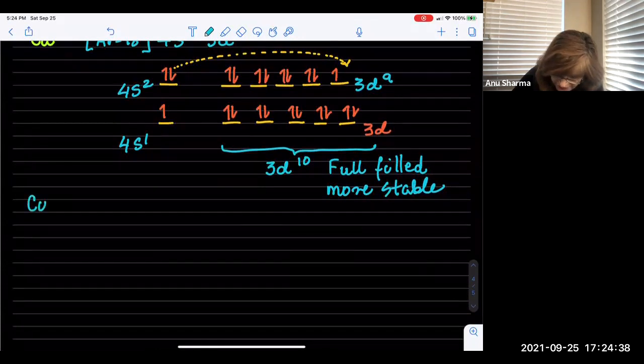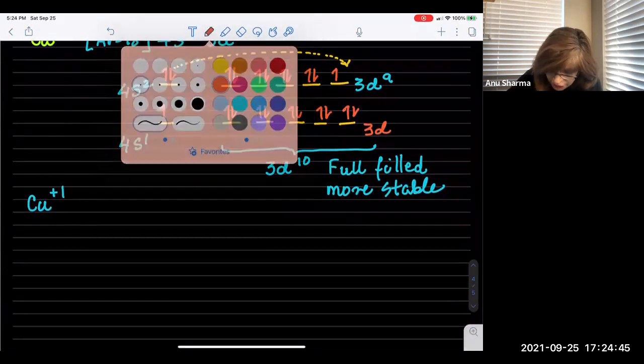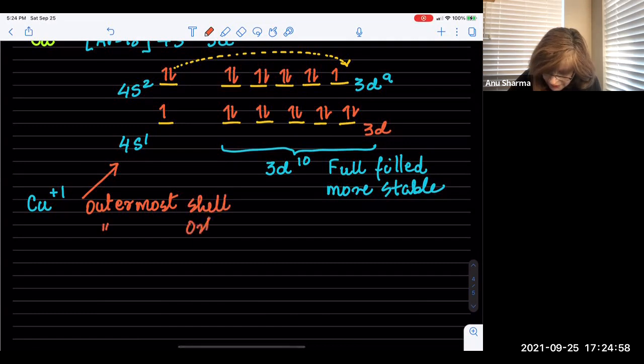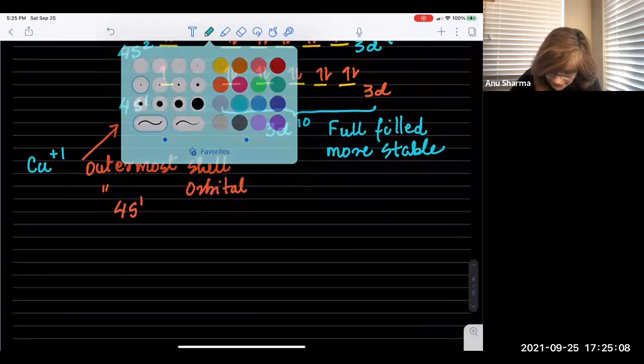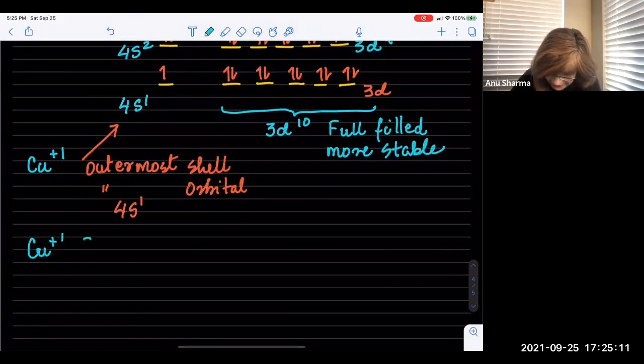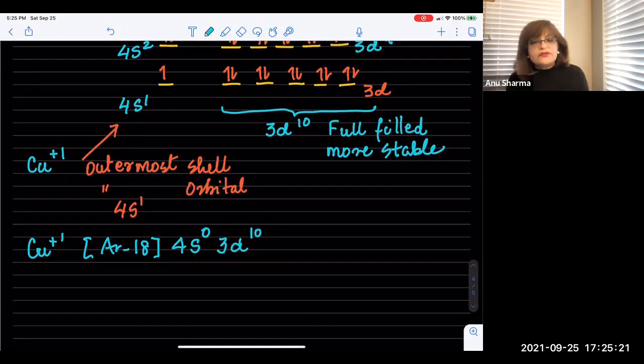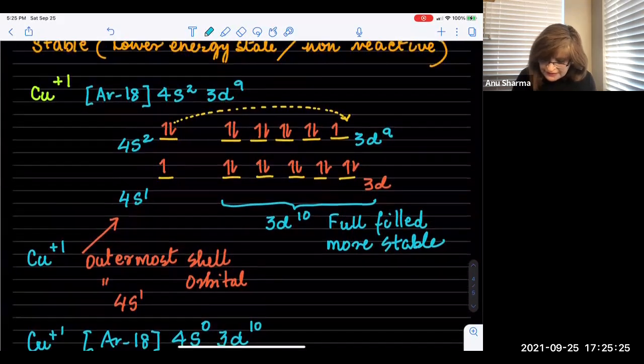Now copper loses that one electron. Where is that one electron going to go from? From the outermost shell. The outermost shell is still 4s; the valence shell is still that. So the outermost orbital is 4s1, containing one electron. So now we have copper plus one looking like this: argon, 18, 4s0, 3d10.